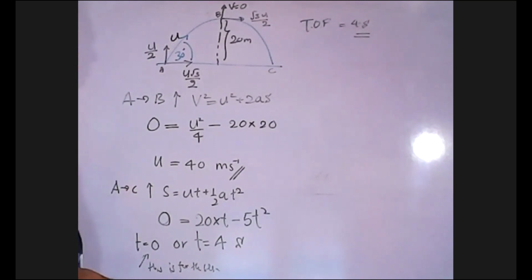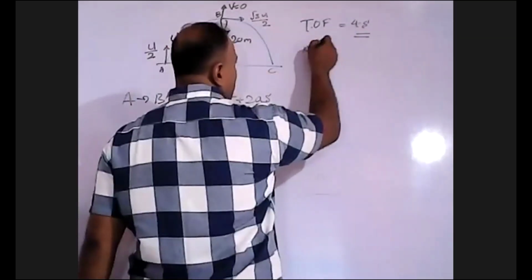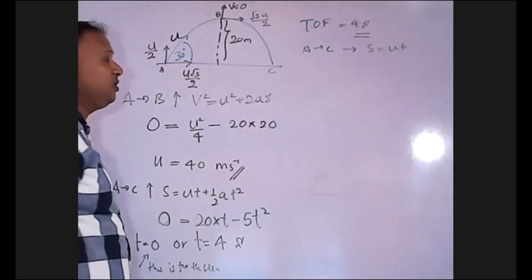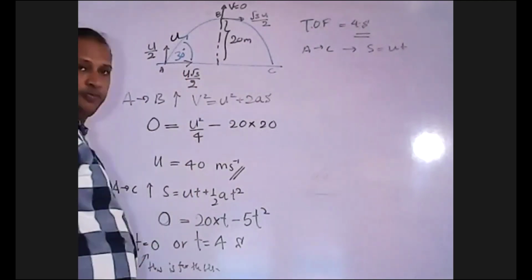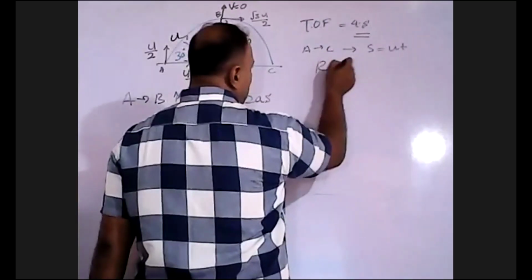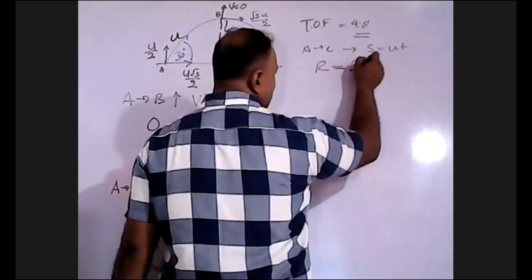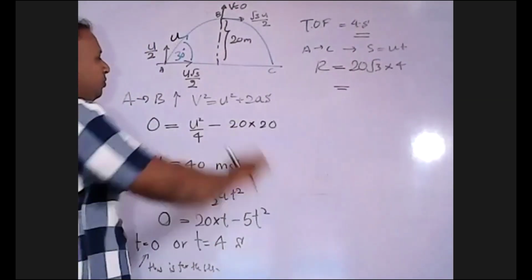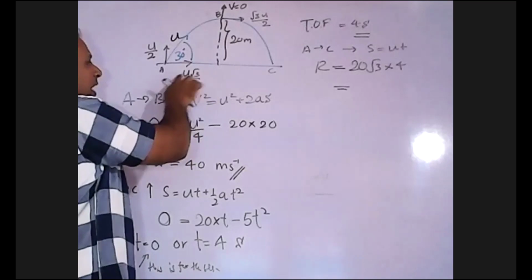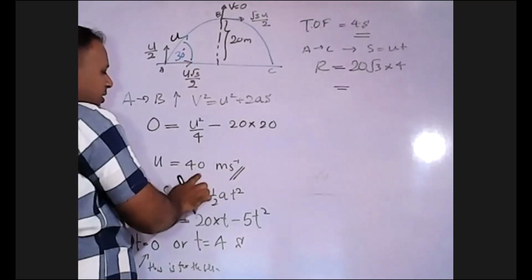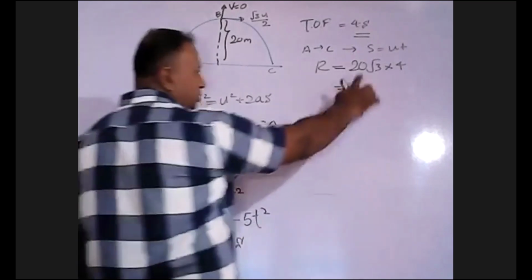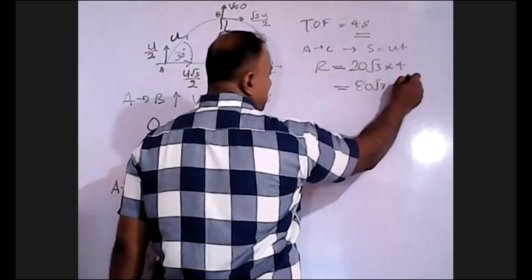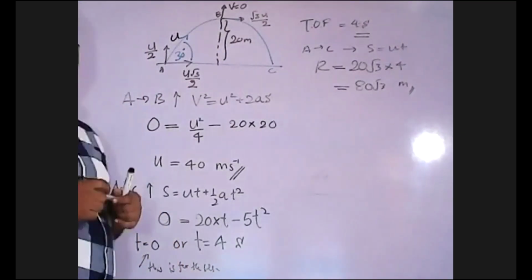Now the horizontal range from A to C. Range from A to C in this direction is equal to ut. From that, you can find the range. Now you know the value of u, therefore range is equal to 20 times root 3 into time 4. U root 3 over 2 means 20 root 3. 20 root 3 into 4. Therefore, 80 root 3 meter.